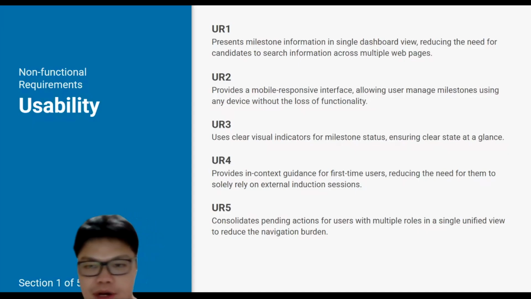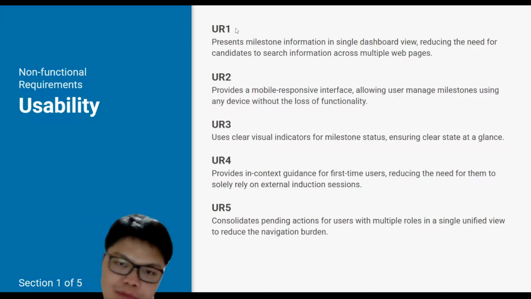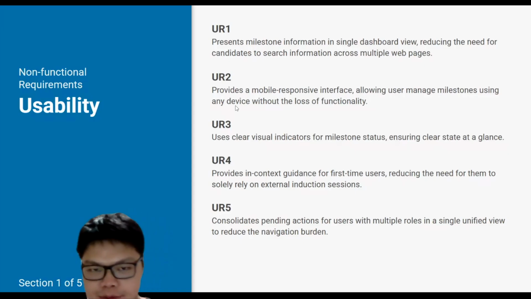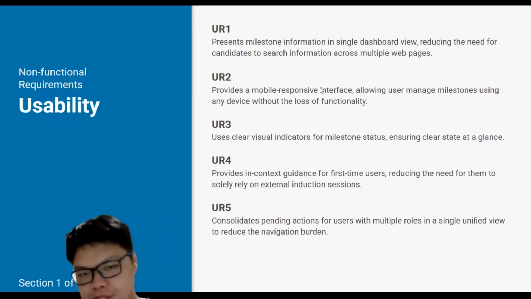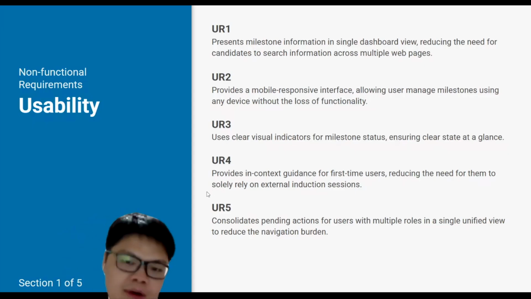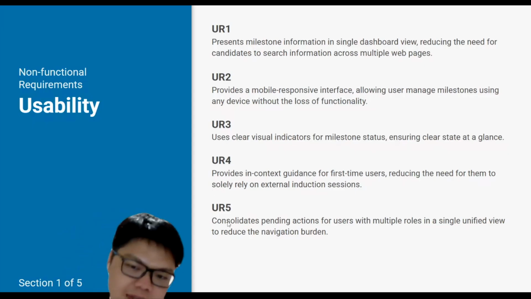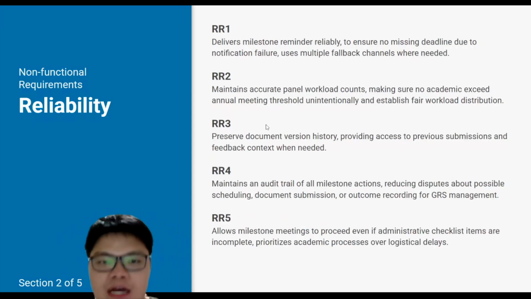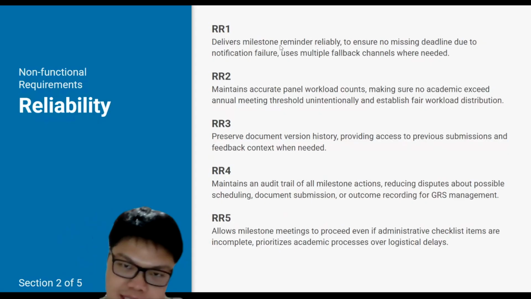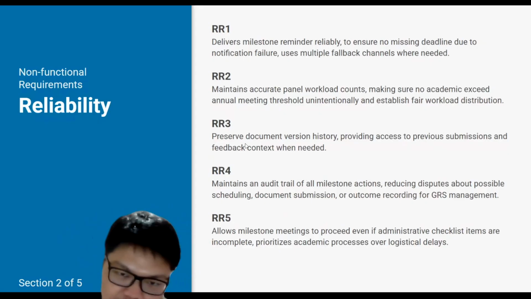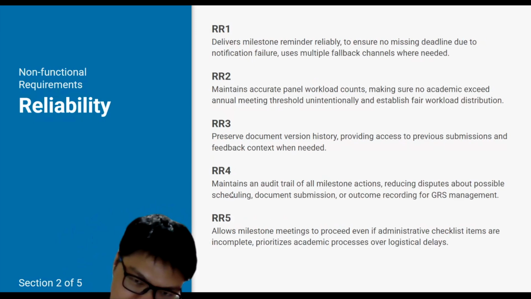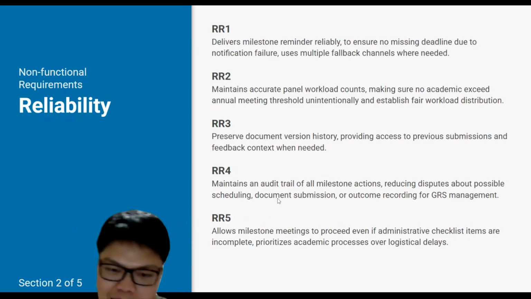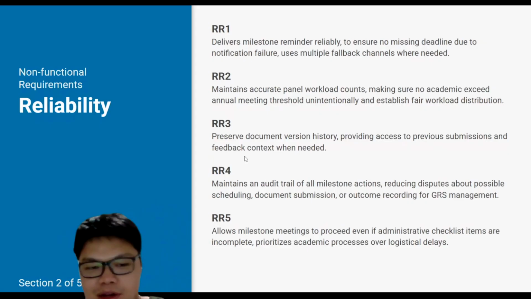For non-functional requirements, for the usability requirement, it must present milestone information in a single dashboard view, which provides a mobile responsive interface and uses clear visual indicators for milestone status, as well as provides in-context guidance for first-time users and consolidates pending actions for users with multiple roles in a single unified view. As for reliability, the system must send milestone reminders reliably, maintain accurate panel load counts, preserve document version history, maintain an audit trail for all milestone actions, and allow milestone meetings to proceed without administrative blockage.